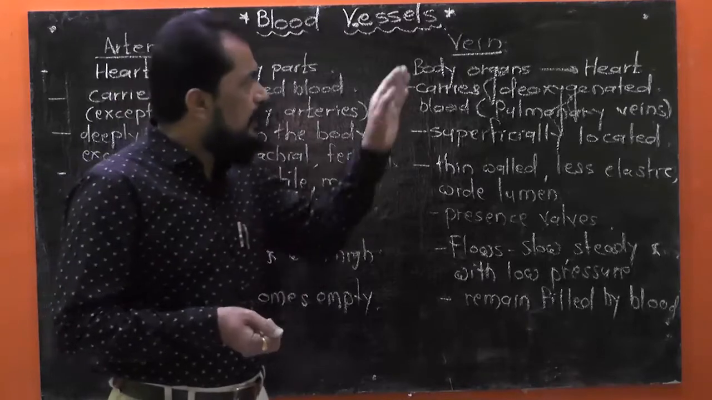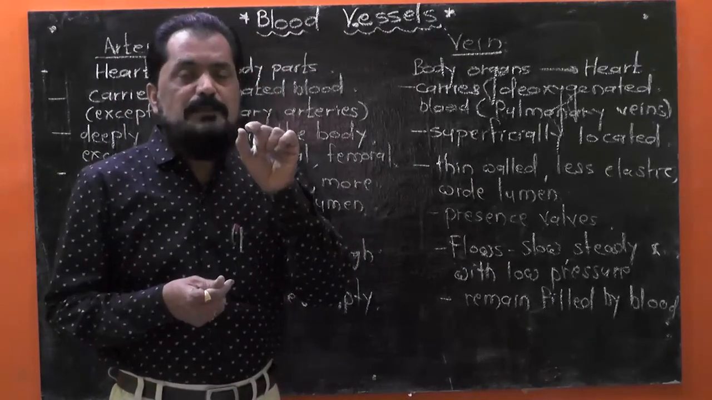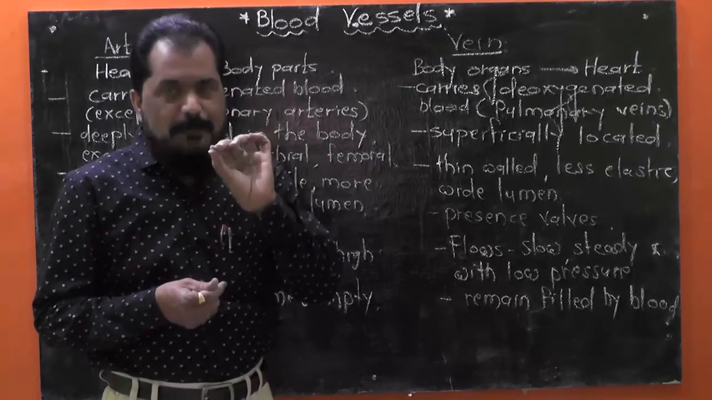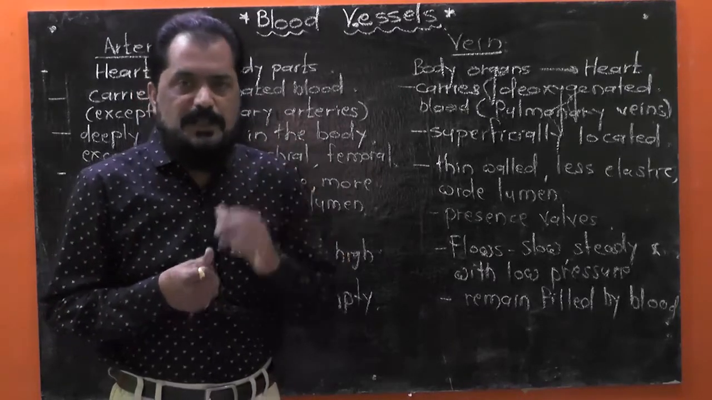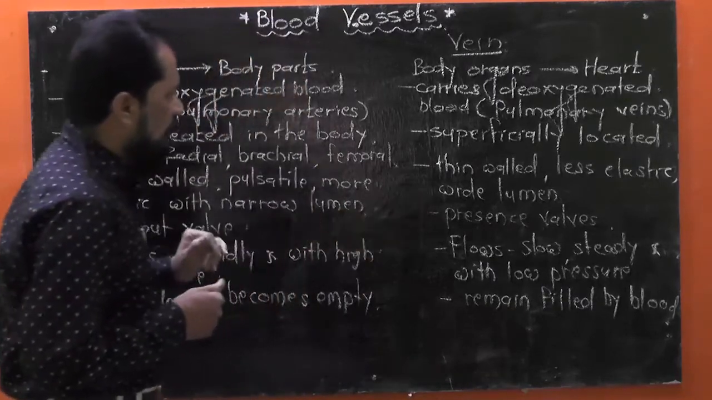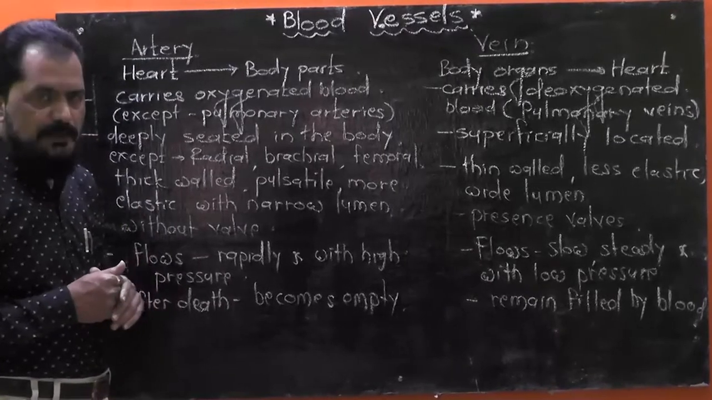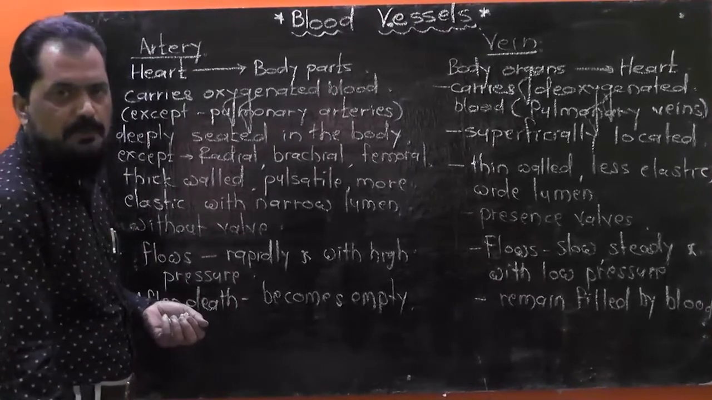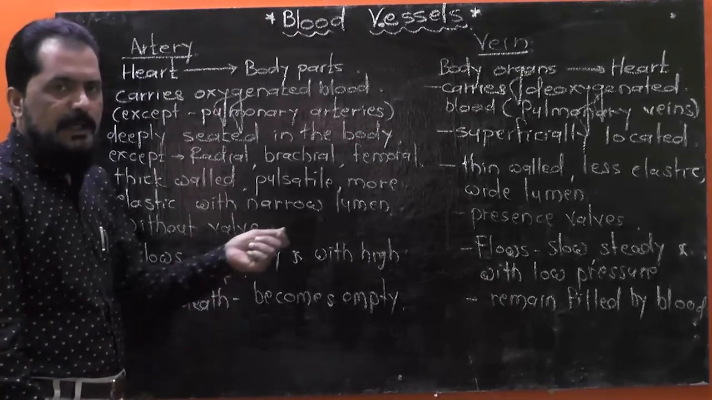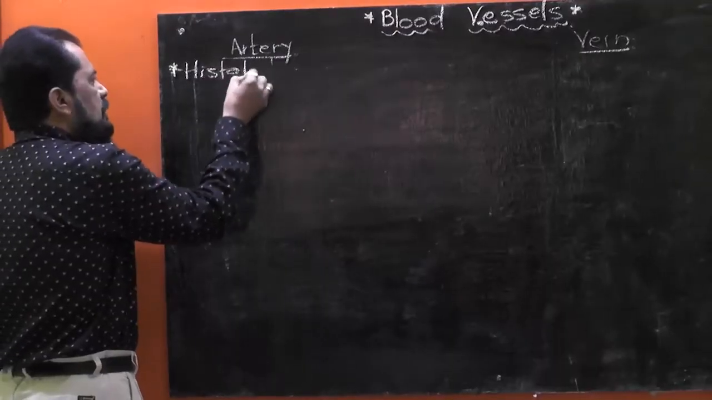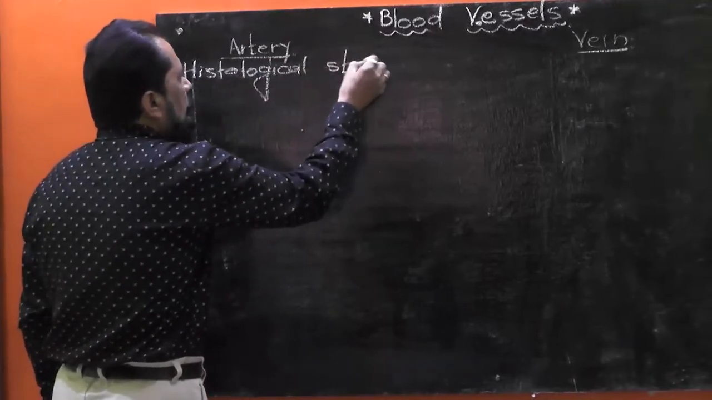But if we cut the vein, then its circular shape is not retained, it collapses. Of course, why this is so, that you will understand after some time. So here we have discussed the distinguishing points between artery and vein. And now let us talk about the study of histological structure of artery and vein. Histological structure of wall of artery and vein.